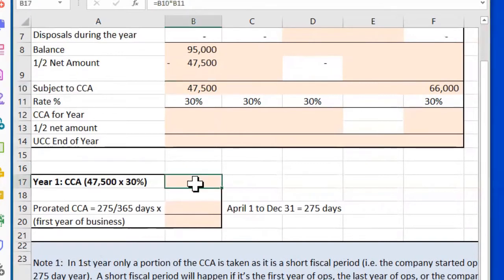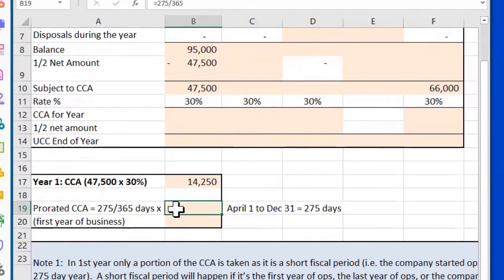So we'll do a quick little calculation here. This is what the CCA would be in the absence of any proration. It's the 47,500 times 30%. That's the number we get right here. We now have to prorate for the number of days remaining in the year from April 1st to December the 31st. You can see right here, April the 1st to December the 31st is around 275 days. You can count it out. Maybe you're plus one, maybe you're minus one, whatever, 275 days.